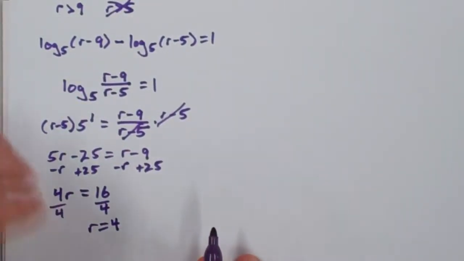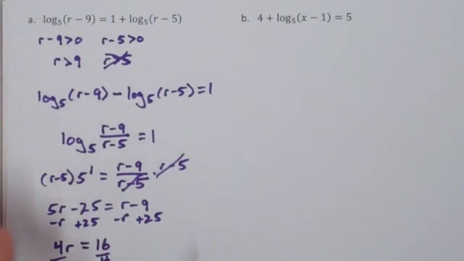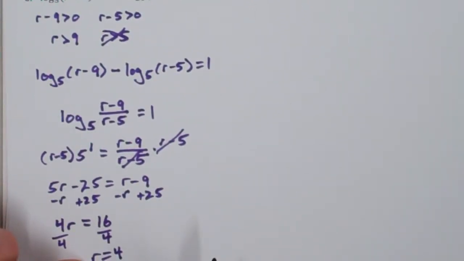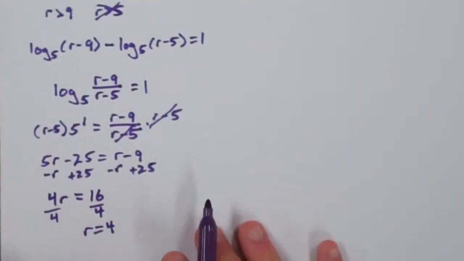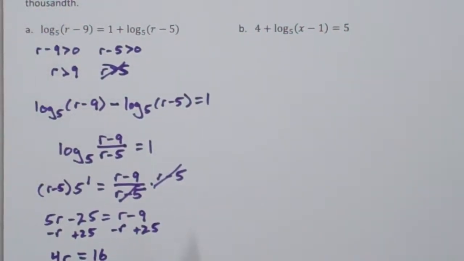Keep in mind though, our restriction: r has to be greater than 9. So actually, this is not a possible solution. Here's why. If we took r to be 4 and we substituted into our equation, we'd get 4 minus 9 here, which is negative 5. No power of 5, positive or negative, will get you a negative number.